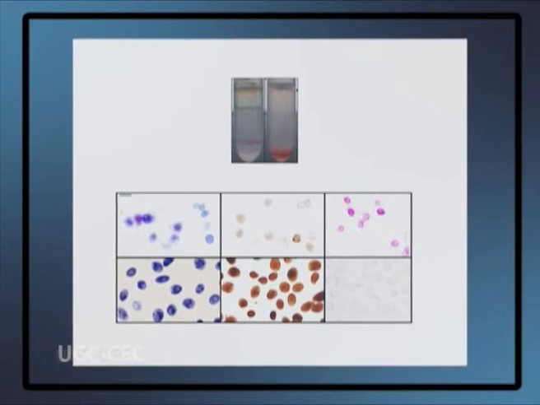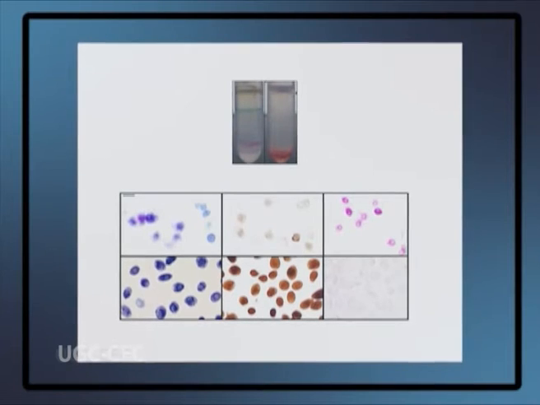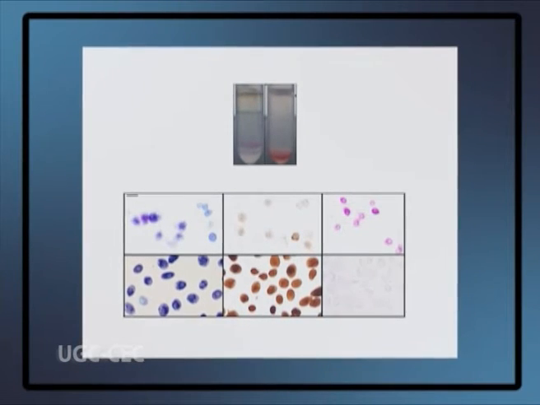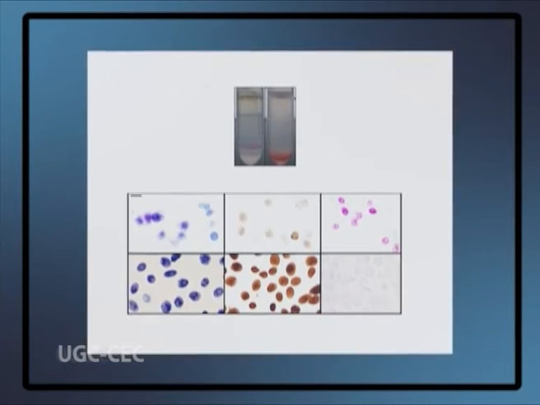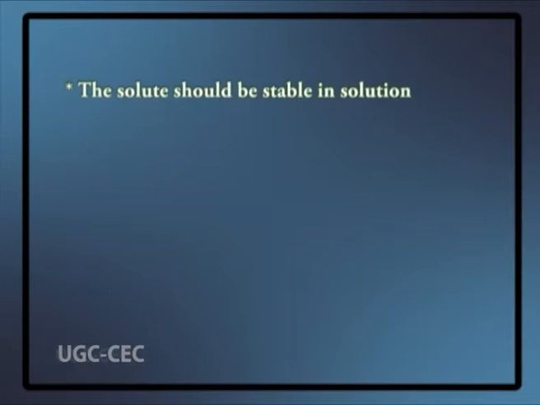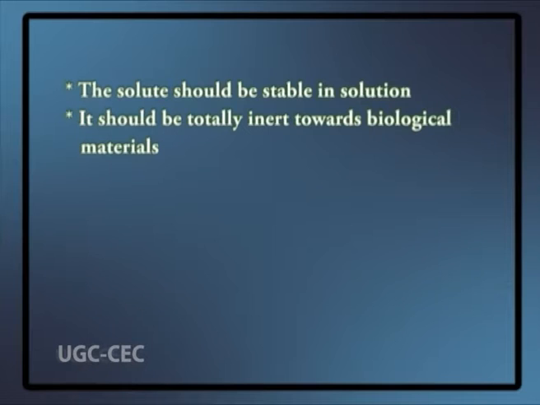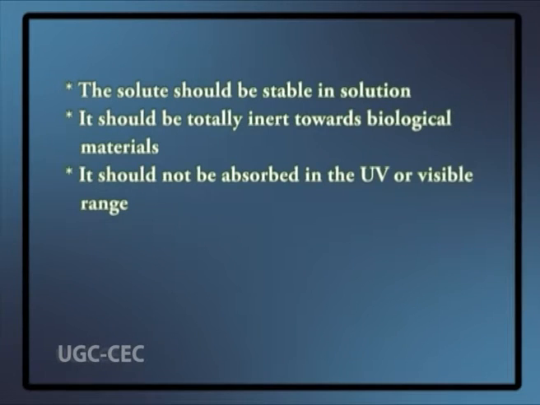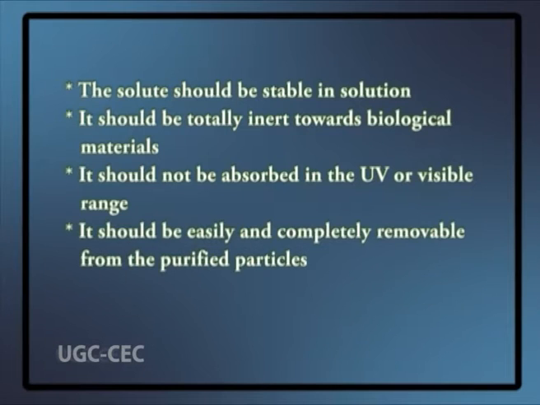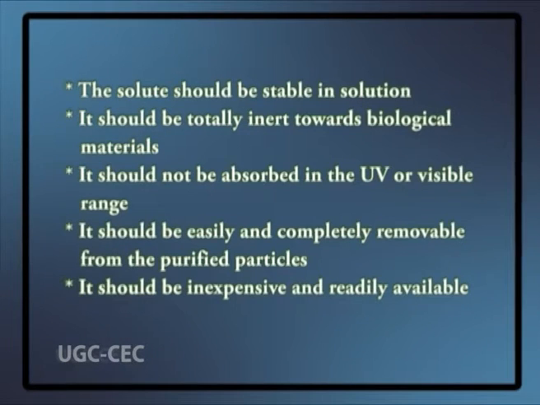A2. Gradient centrifugation. Gradient centrifugation includes rate zonal and isopycnic centrifugation, and the solute used should have the following properties. The solute should be stable in solution. It should be totally inert towards biological materials. It should not be absorbed in the UV or visible. It should be easily and completely removable from the purified particles. It should be inexpensive and readily available.